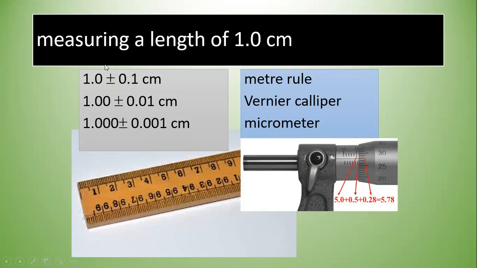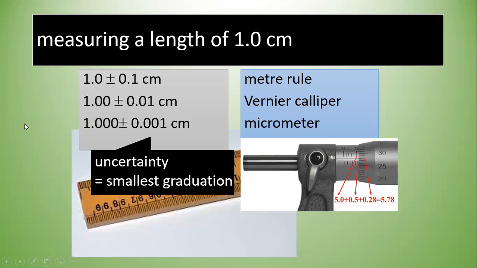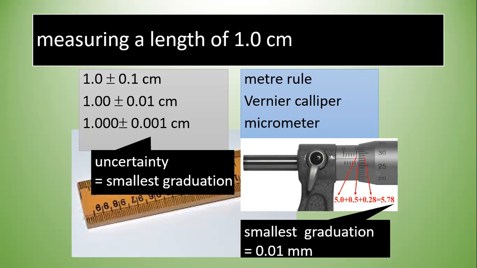This is 1%. Sorry, this is 10%, which is a very large uncertainty. This is only 1%, so it's acceptable. This one is smaller still. You always take the uncertainty as the smallest graduation of the instrument. Just like here, smallest graduation is 0.001 cm.